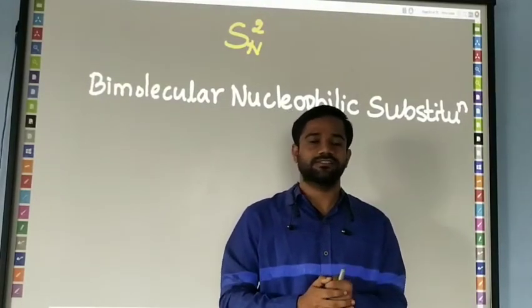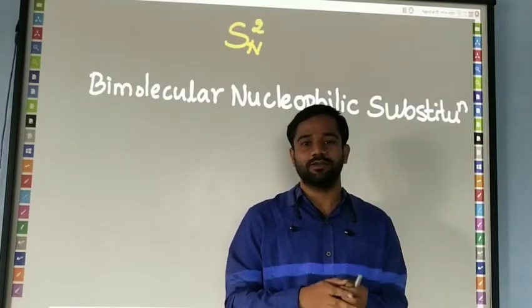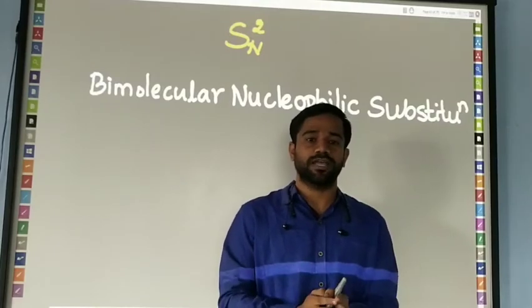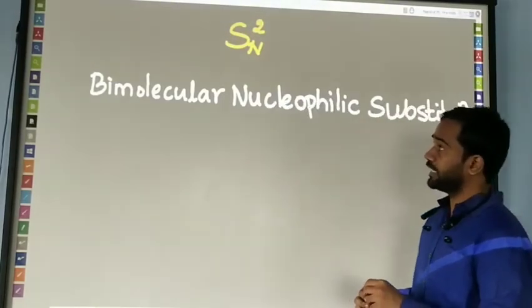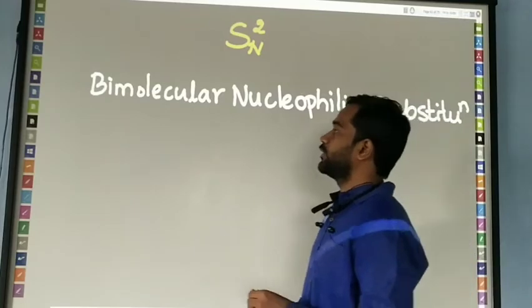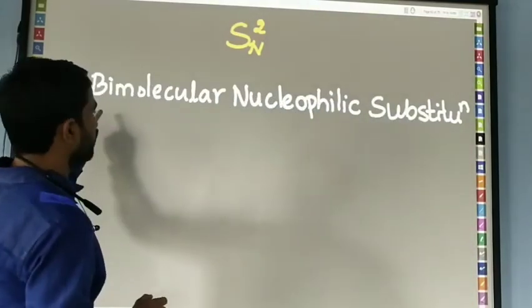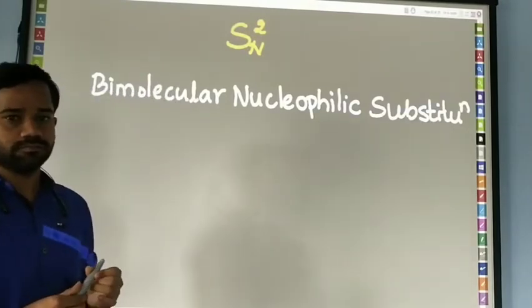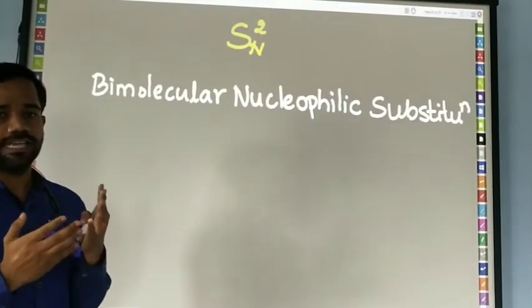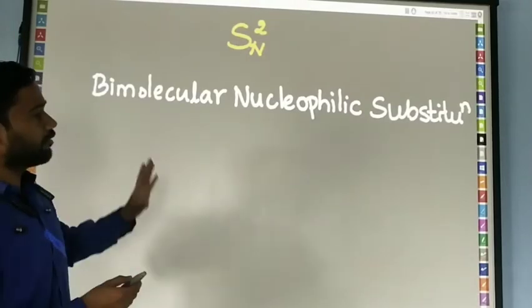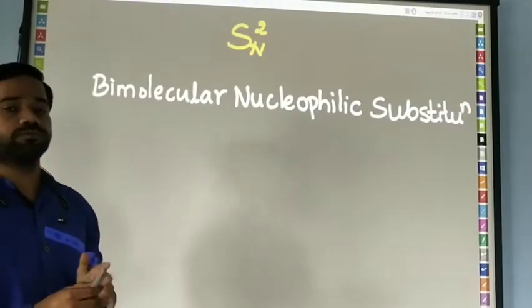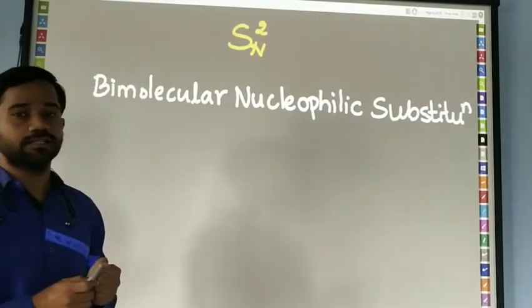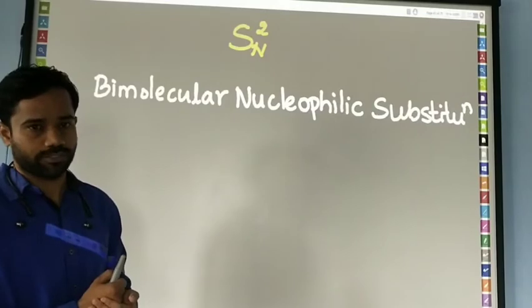In your previous class, you have studied about the SN1 mechanism. In this class, we are going to see the SN2 mechanism. Let's see what we mean by SN2. Here, SN2 means bimolecular nucleophilic substitution reaction. As we already saw with the SN1 mechanism, it is similar in format. Let's see what the SN2 mechanism means and how it proceeds.